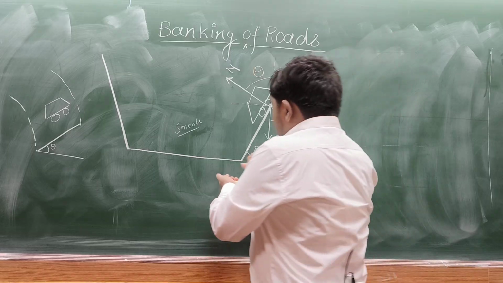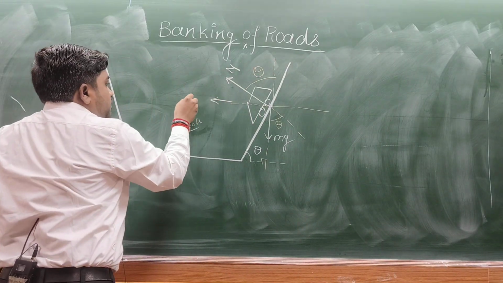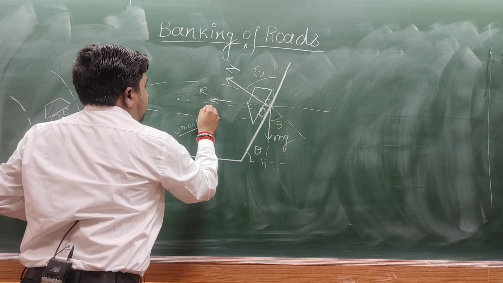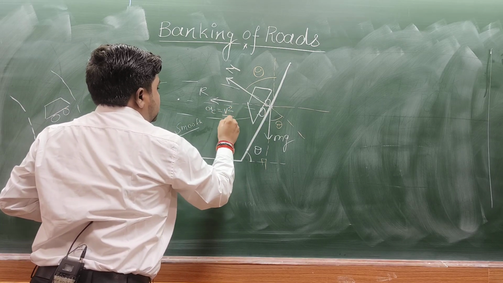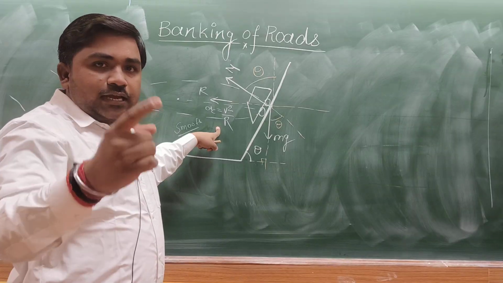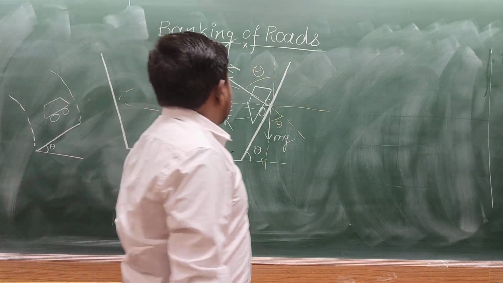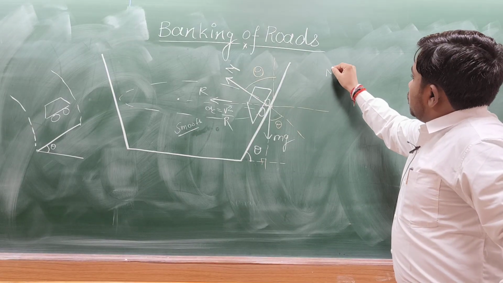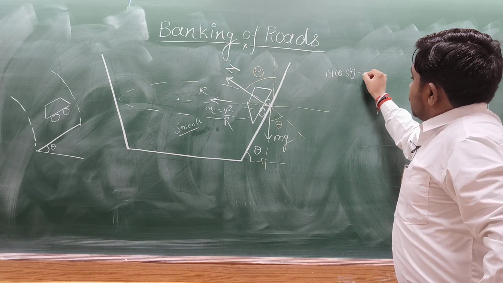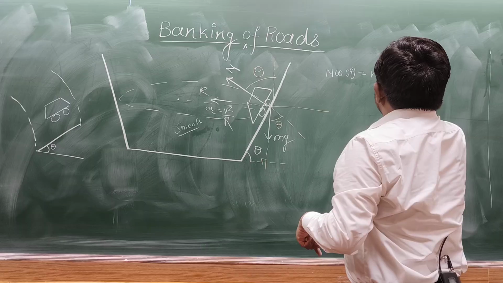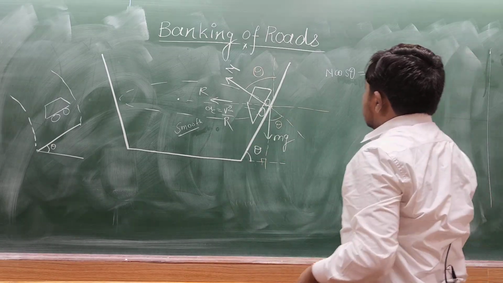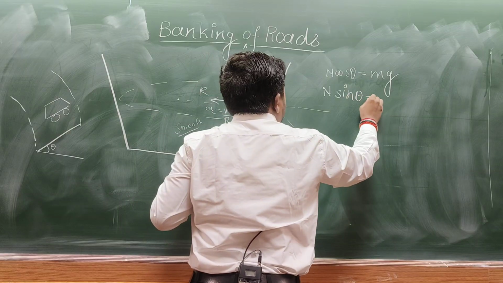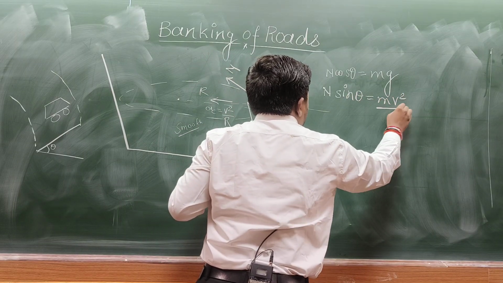Now let us break down the components and write the equation. Here, this will be the center along which it is performing the circular motion, and it will have the centripetal acceleration similar to the previous case, as it was in the horizontal rough circular track. So now the vertical component of N is N cos theta, that will be equal to mg. What is the horizontal component? N sin theta, that will be equal to mv square by r.